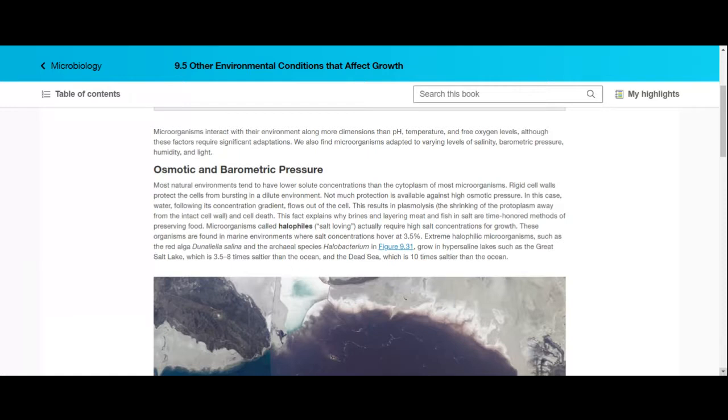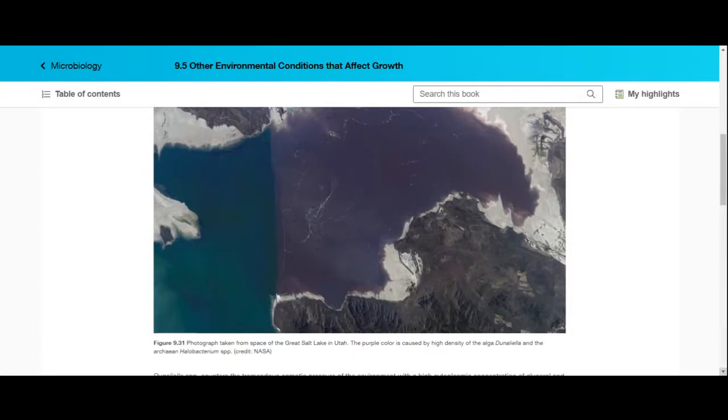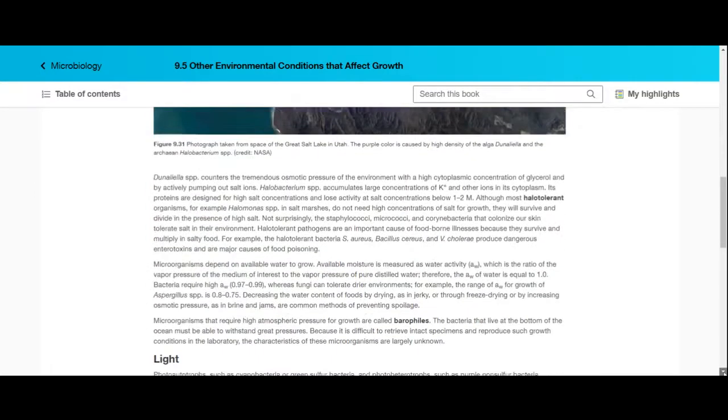And so these halophiles can withstand environments that other bacteria can't. If we look at this picture here, this is from the Great Salt Lake. And you see there you get this kind of purplish color. This is due to a particular alga that lives there, and also the Halobacterium genus. And again, these are archaea. This Halobacterium is an archaea, and a lot of our archaea are going to be these extremophiles. They're going to live in these extreme environments.